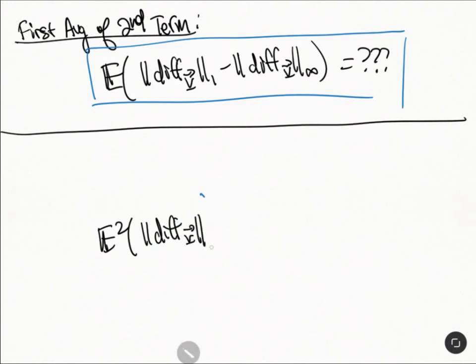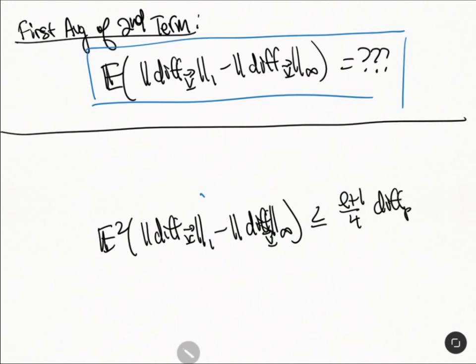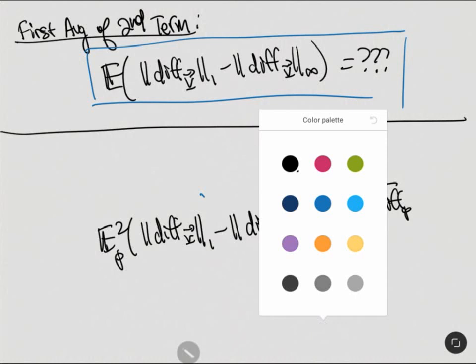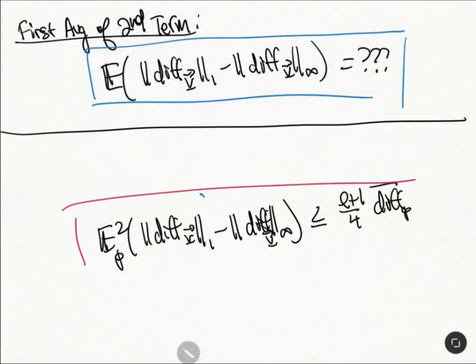So we do this: the L1 norm of the first vector, the L infinity norm here. This is going to be less than or equal to L plus 1 over 4 of some sort of average difference at P. This is the pth part here. So this is the result that we'll have.